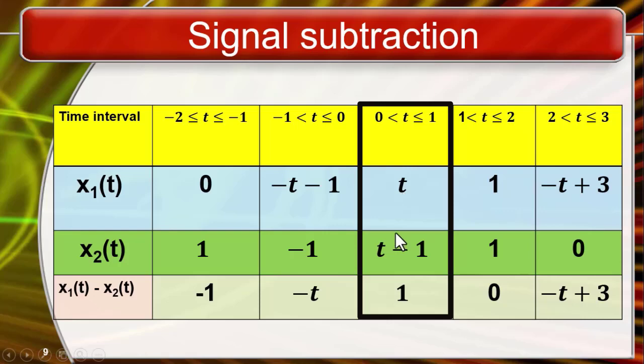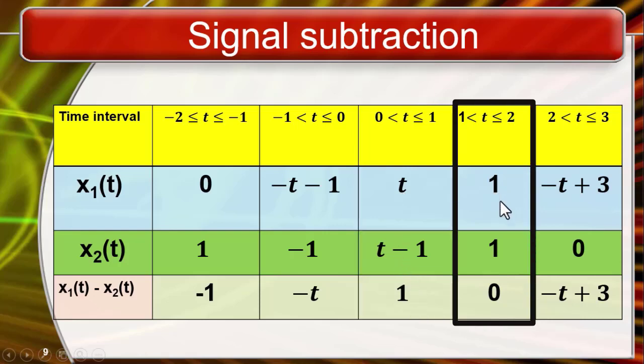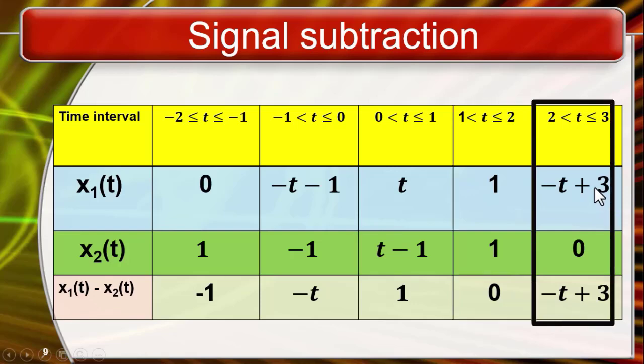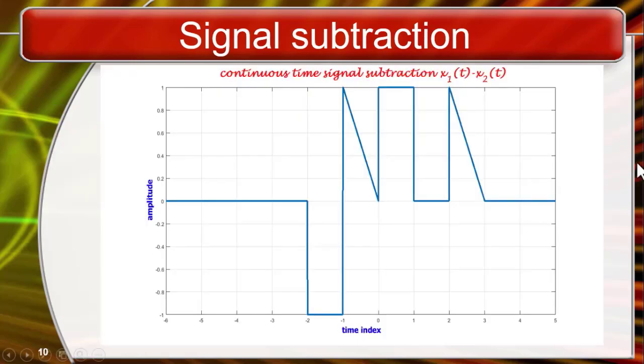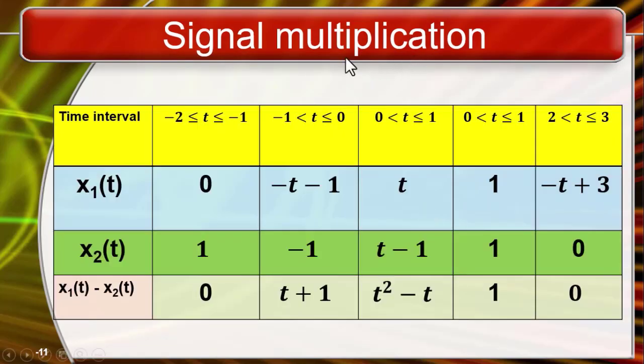Here x1 of t is t and x2 of t is t minus 1, their difference becomes 1. And here x1 of t is 1, x2 of t is 1, the difference becomes 0. And x1 of t equals -t plus 3, x2 of t is 0, and their difference becomes -t plus 3. When we plot x1 of t minus x2 of t, we get this type of waveform. And the next operation is continuous time signal multiplication.